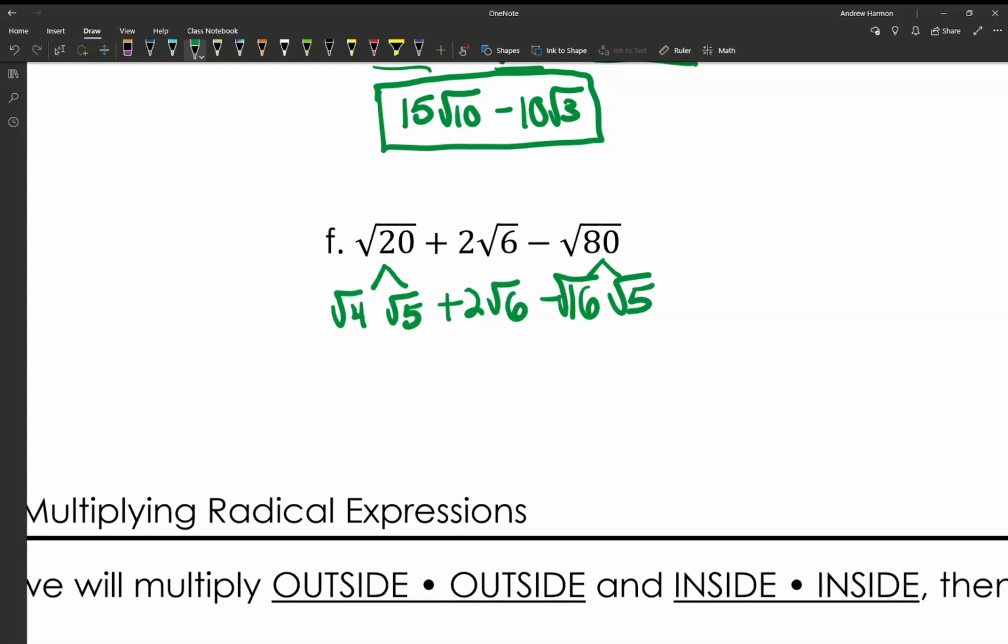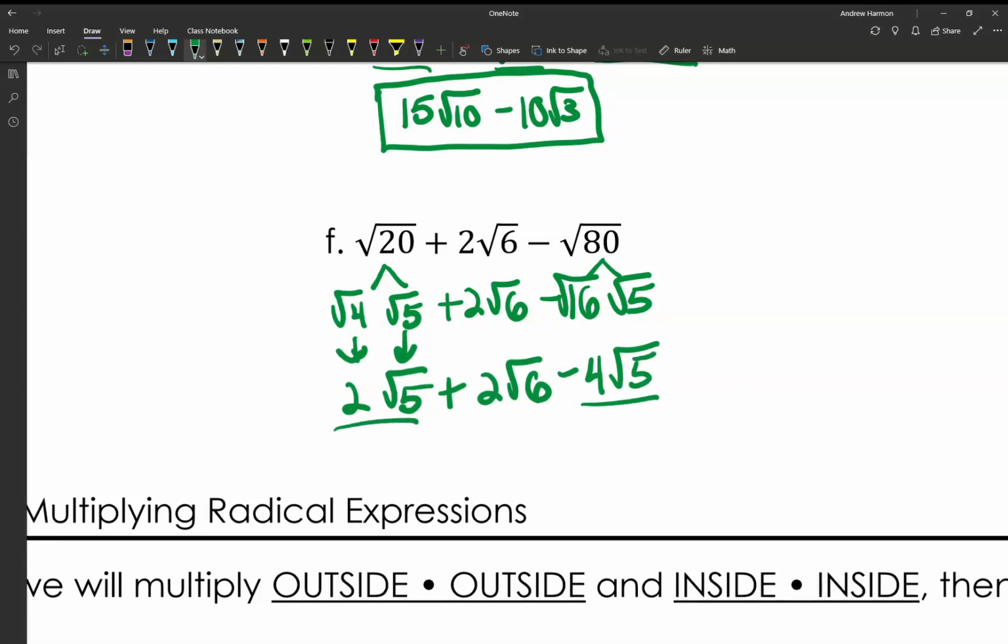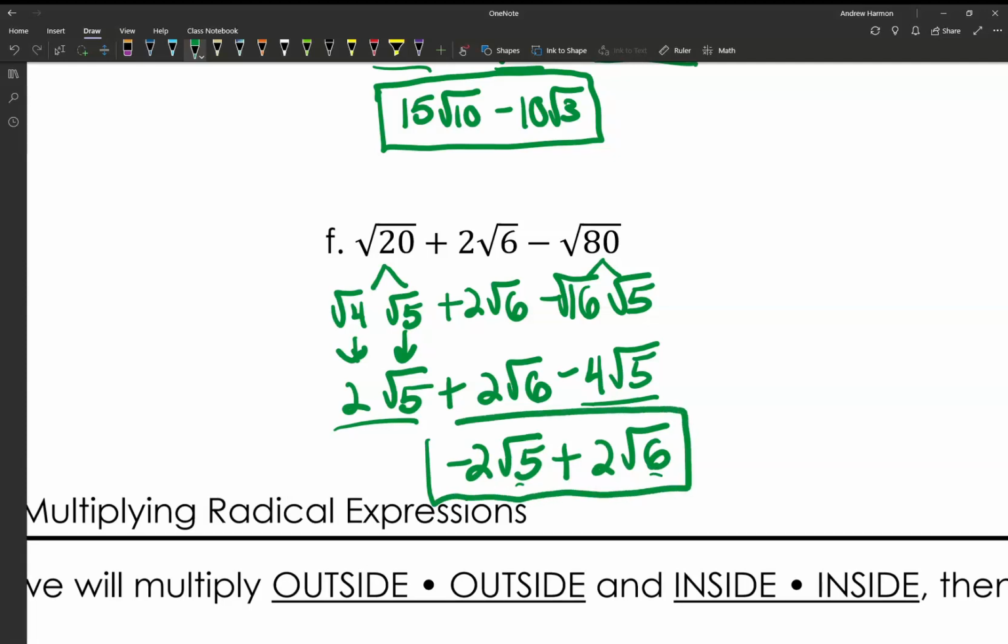Alright, so let's simplify this. Square root of 4, that is 2. Square root of 5, can't do anything with. Plus 2 square root of 6 minus square root of 16, well that is 4. Square root of 5, can't do anything with. Now I have these square roots of 5 to combine. 2 minus 4 is -2 root 5 plus 2 root 6. Now my radicals are different, so I can't combine those. So that is the final answer.